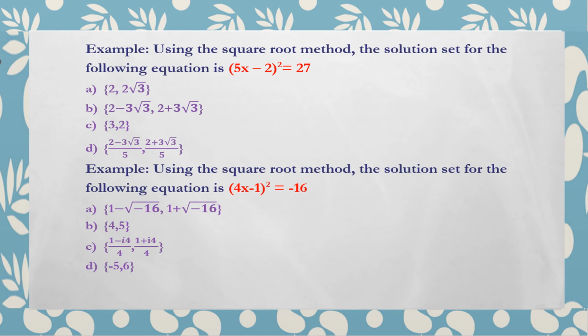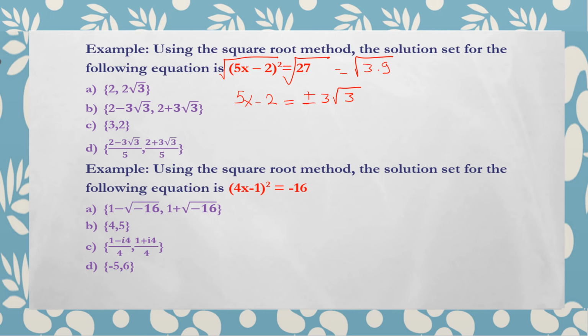Another example, again, by using the square root method, find the solution set for the following equation. Again, by taking the square root of both sides, we get 5x minus 2 equals plus or minus the square root of 27. We don't have a square root for 27, and this means 3 times 9, and this equals 3 square root of 3.